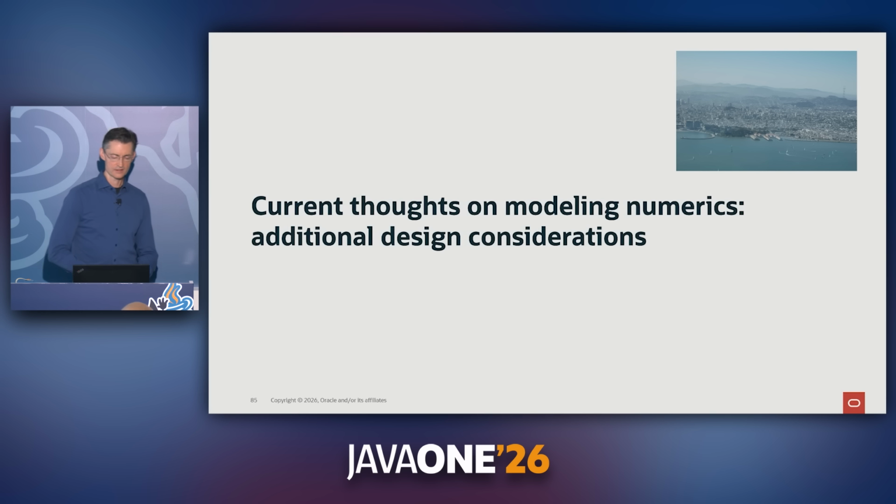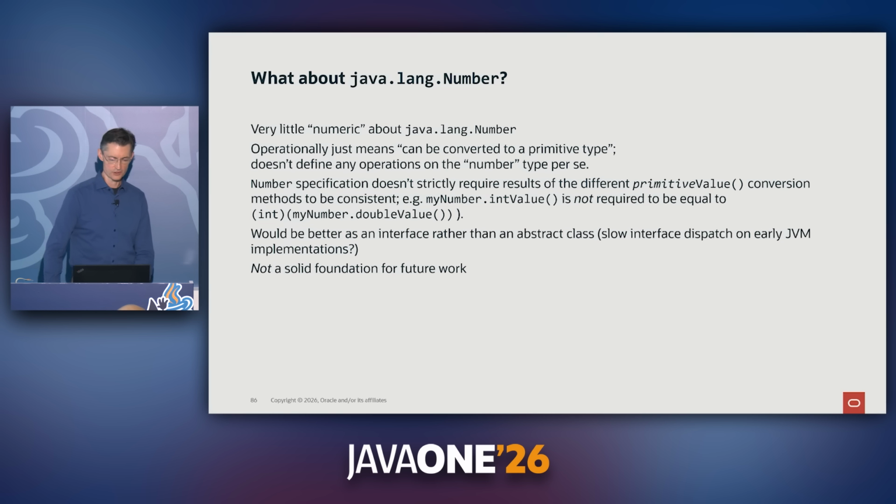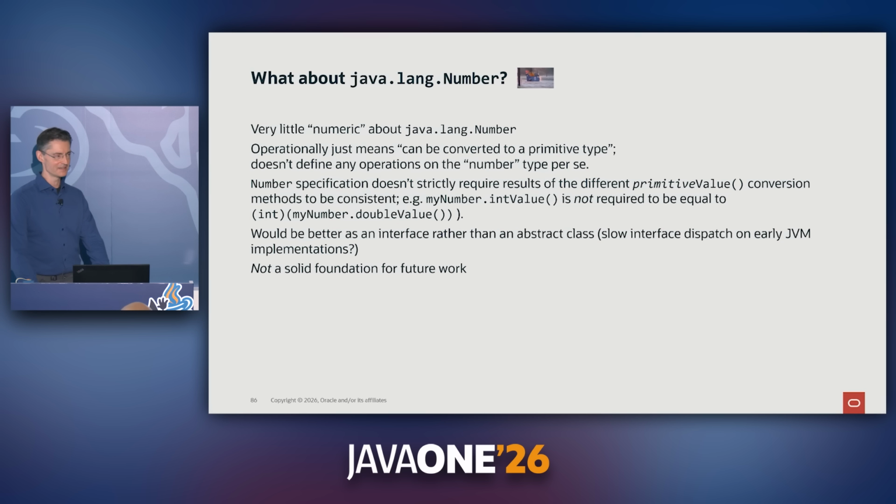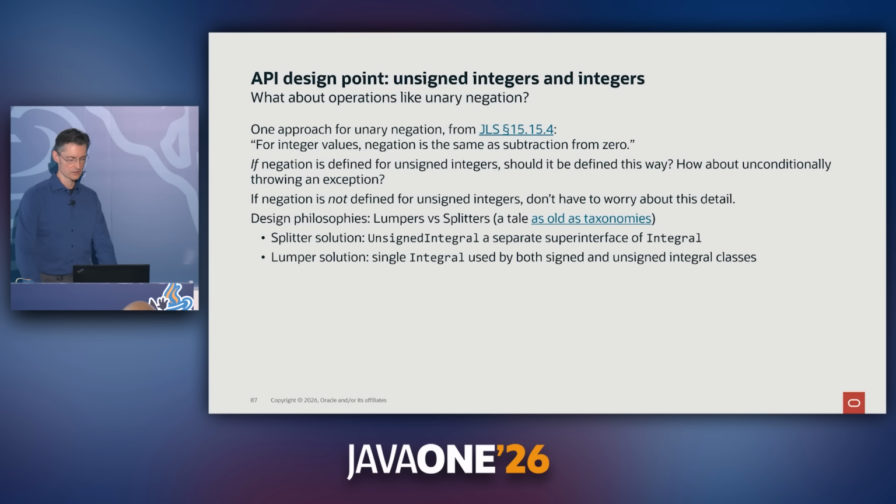So what are some current thoughts on modeling numerics based on what we've done so far and some things we're looking at in the future? You might be thinking, oh, this is a talk about Java numerics. What about java.lang.Number? Yes, what about it? Unfortunately, there's very little numeric about java.lang.Number. It just operationally means you can be converted to a primitive type. You can't really do anything with a java.lang.Number as a number. There are no methods other than conversion methods defined. So java.lang.Number is not a solid foundation for future work. So we have to kind of look elsewhere.